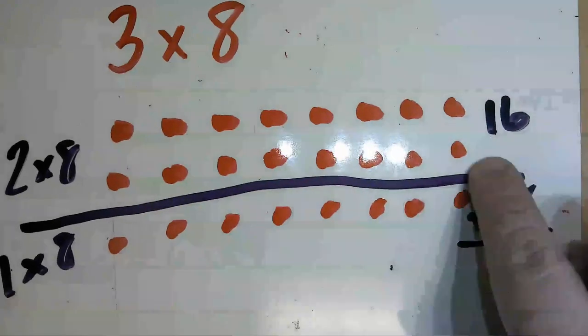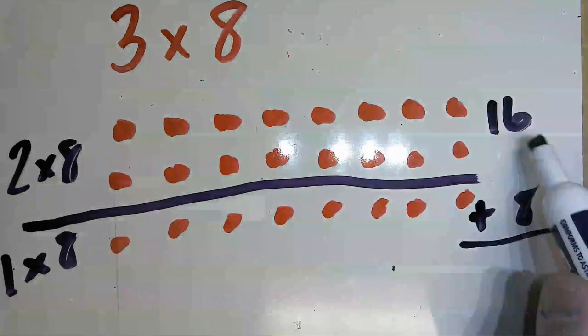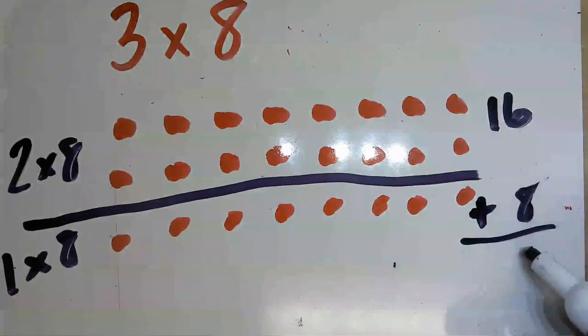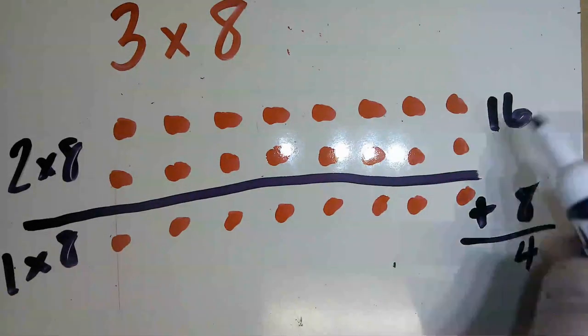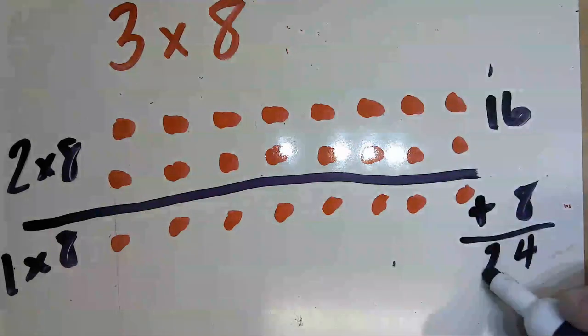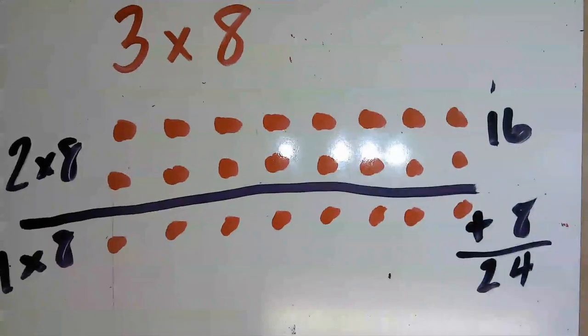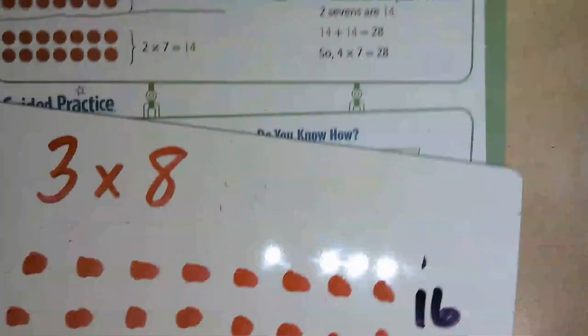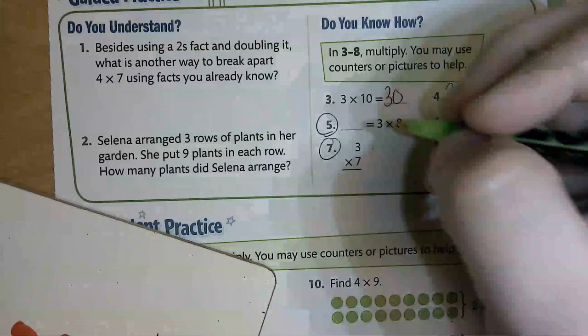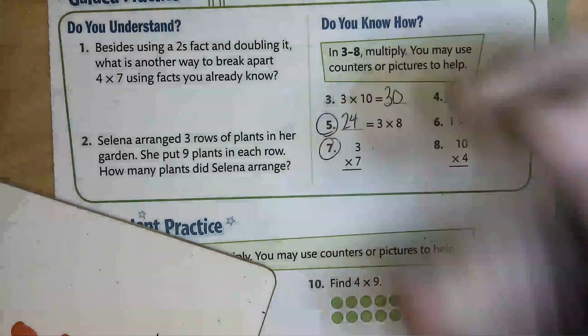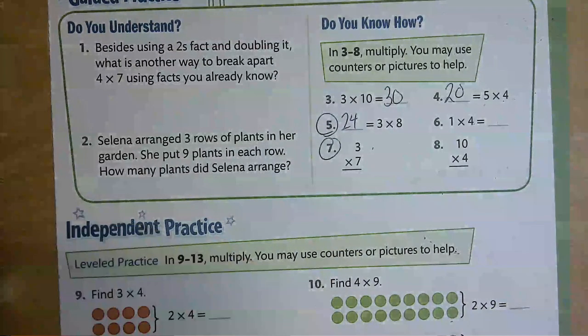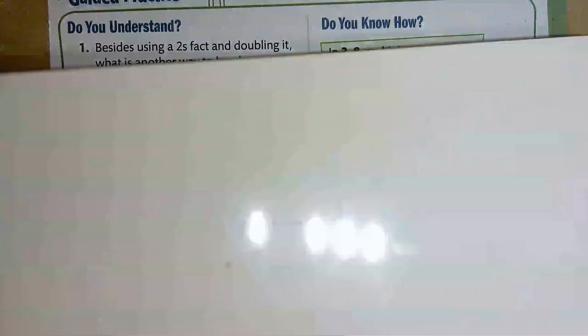And now I can add this up. So 16 plus 8, 8 plus 6 is 14. 1 plus 1 is 2. So my answer here is 24. All right, 24 is what we should have found for number 5. All right, now for number 7, we should have 3 times 7.